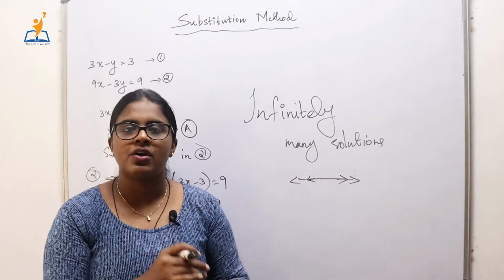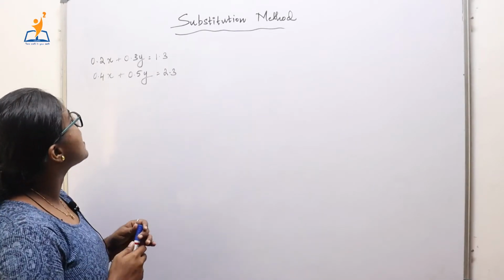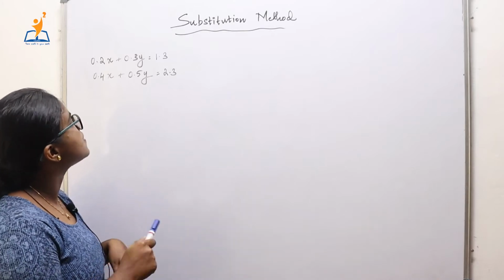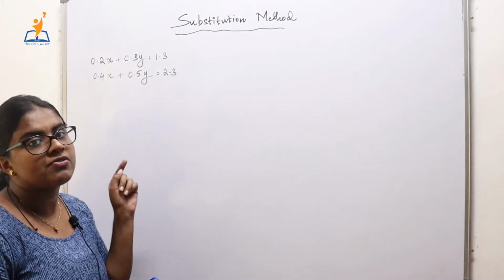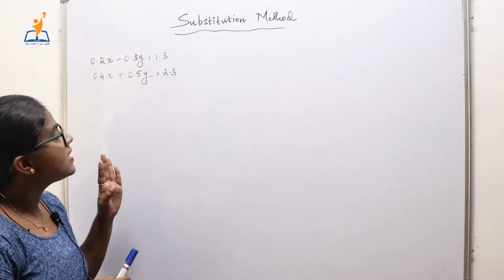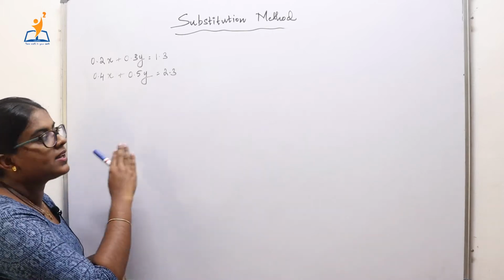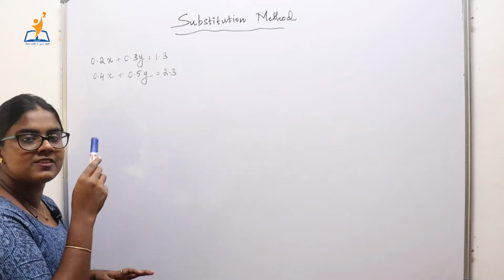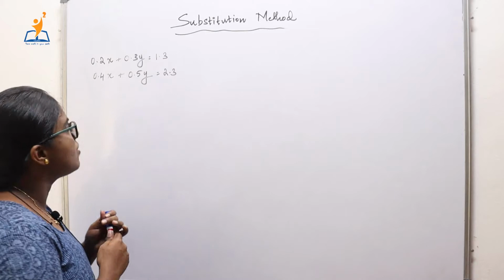Now let's move on to another example. The next question is 0.2x plus 0.3y equals 1.3 and 0.4x plus 0.5y equals 2.3. Note that here the coefficients are decimals. For our simplicity, I am going to multiply both of these equations throughout by 10 so that the decimals get eliminated and we get whole numbers as the coefficients.